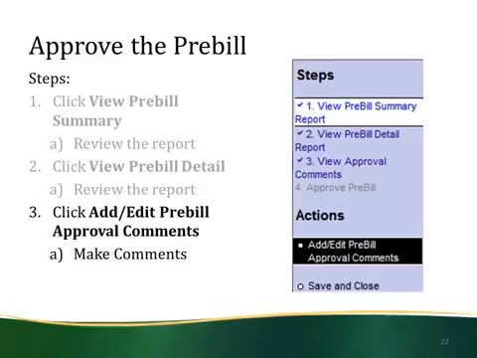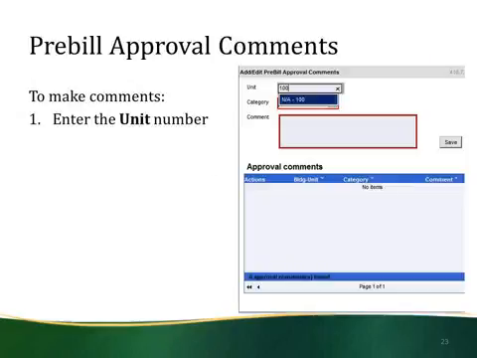To make comments, click on the Add Edit Prebill Approval Comments field. A new window will pop up. From there, type in the unit number. This is a smart field, and it will attempt to help you find the correct unit that you're looking for.